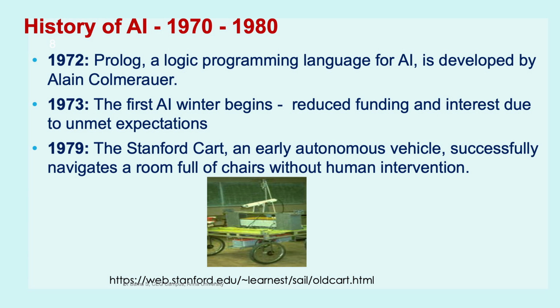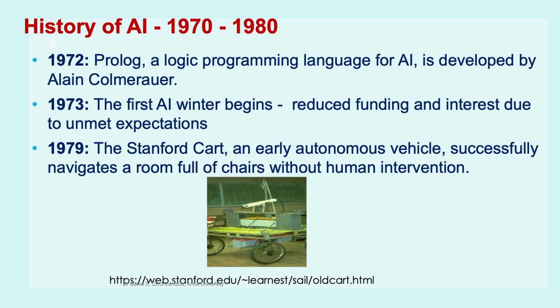And in the next decade, from 1970 to 80, one of the first programming languages, named Prolog, was developed. And in 1973, the first AI winter came, because due to the lack of funds the boom of AI was going down. So, 1973 was the first winter. And in 1979, an autonomous vehicle was built by a Stanford team, named the Stanford Cart. The picture right there is taken from Stanford University, where it is able to walk through a room and avoid the chairs, without any human intervention.